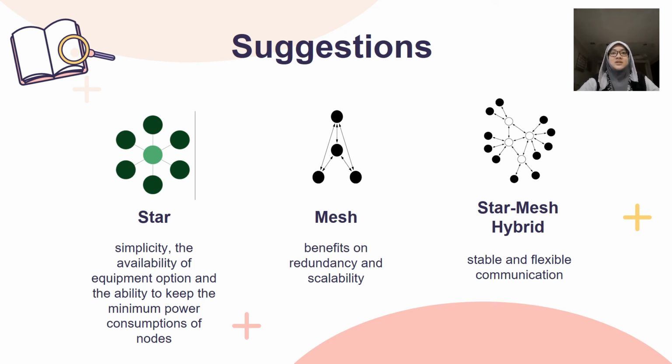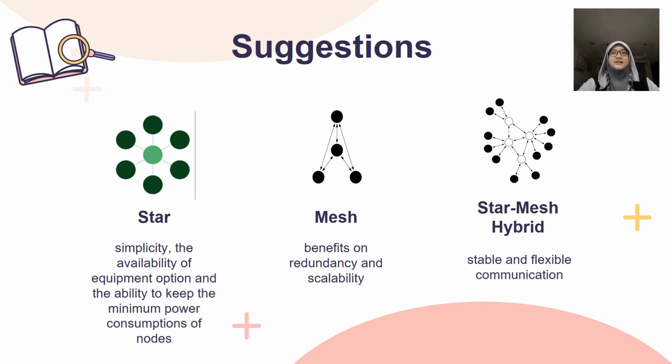Second one, the mesh network, allows transmission of data from one node to another within the radio transmission range, and also supports multiple connections and paths. This network has benefits on redundancy and scalability, where when a node fails, messages can still be forwarded to the desired location, and the network also can be extended by adding more nodes to the system.